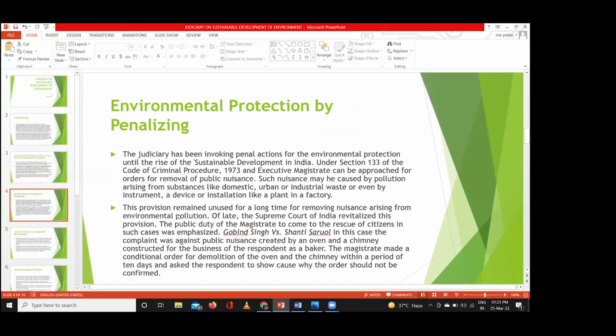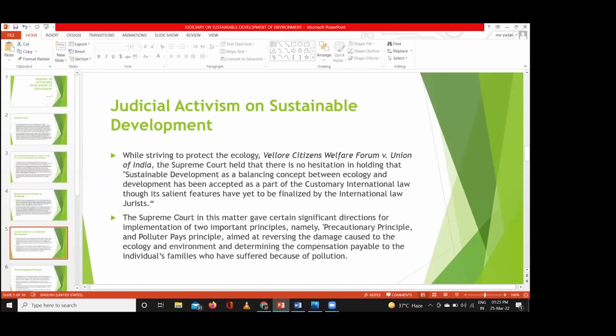Then there is judicial activism on sustainable development. In the case of Vellore Citizens Welfare Forum versus Union of India, the Supreme Court held that there is no hesitation in holding that sustainable development has been accepted as a part of customary international law. Those features have to be finalized by international law jurists. The Supreme Court in this matter gave certain significant directions for implementation of two principles, namely the precautionary principle and the polluter pays principle, aimed at reversing the damage caused to the ecology and environment and determining the compensation payable to the individual families who have suffered because of pollution.